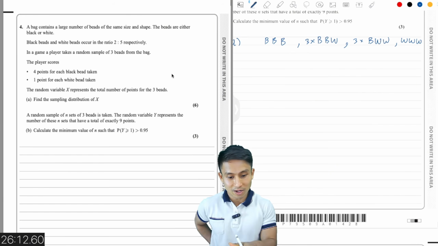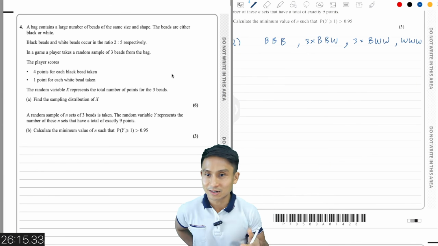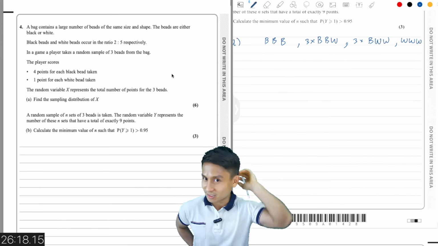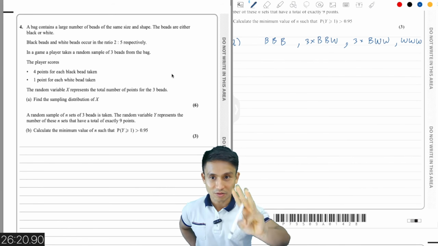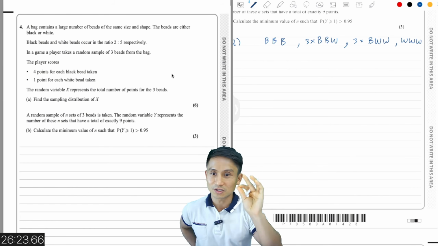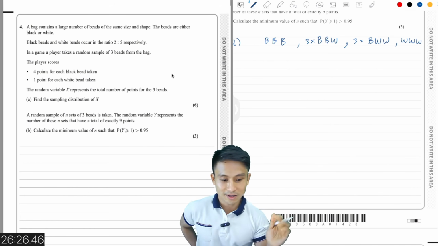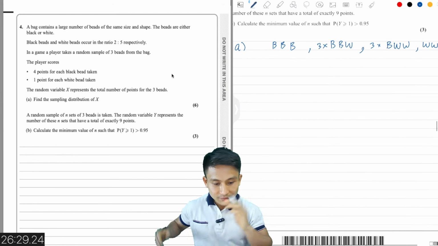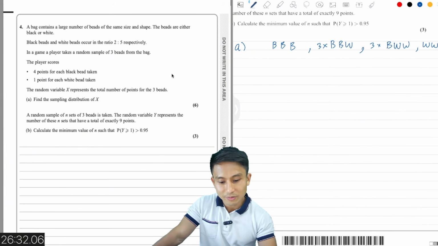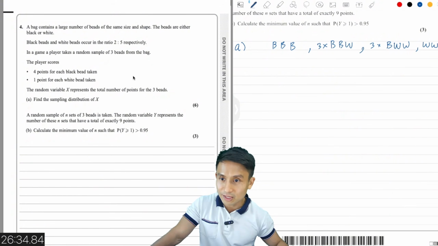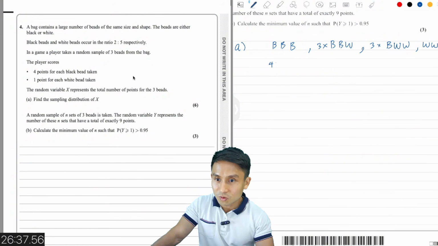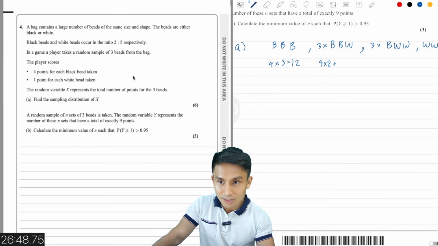So basically there are how many? There are 8. It's 2 to the power of 3, the number of cases here, because you have to select 3, and in each selection you have 2 choices. So now the points for BBB here, because for each black we get 4 points, so that would be 4 times 3, which is 12 here. And this is 2B, so 4 times 2, plus W is 1, so this would be 9.